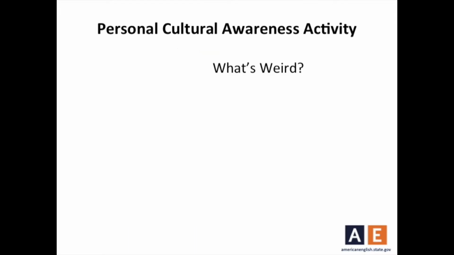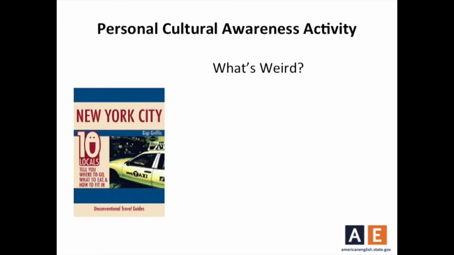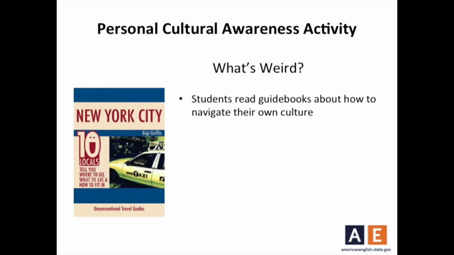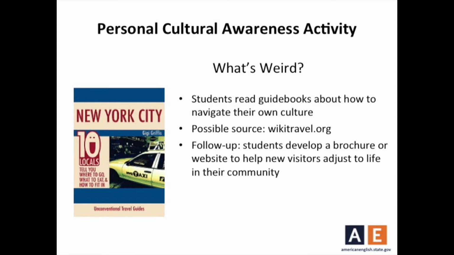The What's Weird activity helps students think critically about their own culture. For this activity, find a guidebook about your country in print or online, and have students read the section where the author explains your local culture. It can be really eye-opening for students to think about a newcomer's perspective on their culture. A possible source is wikitravel.org, an open source website with information for travelers. A follow-up activity could be for students to develop a brochure or website explaining aspects of their local culture to visitors or newcomers.